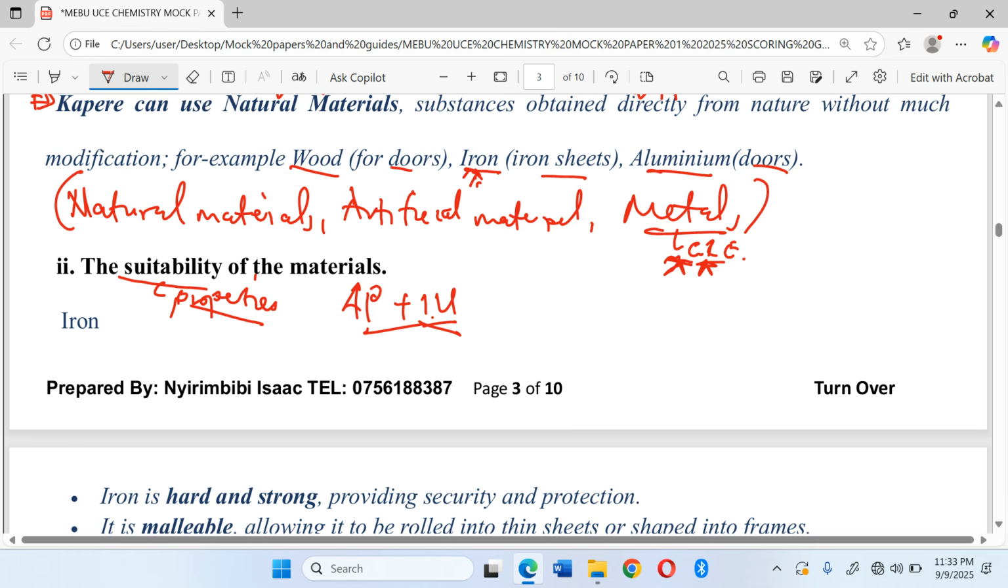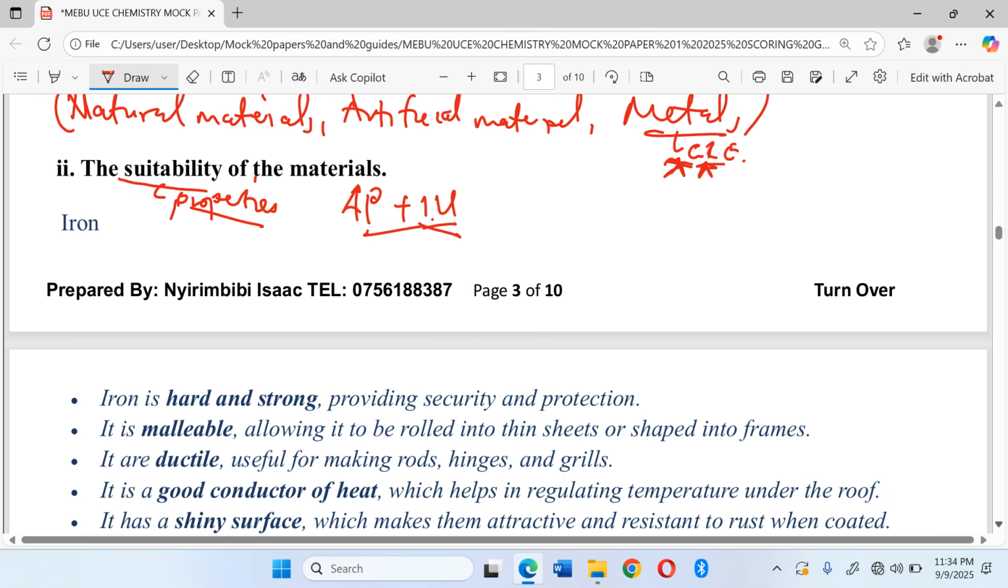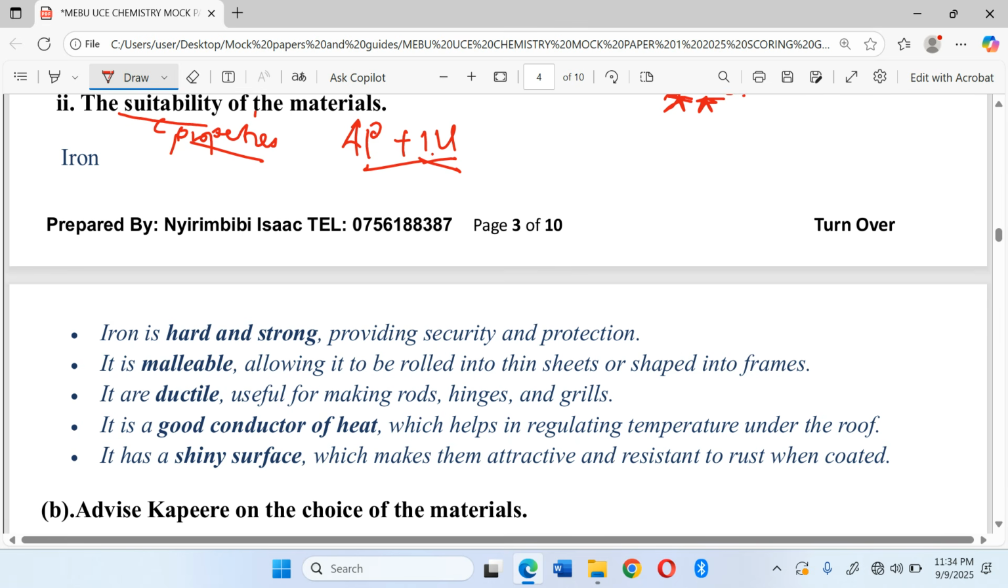So when you talk about 4 properties and uses, then you choose that material that you talked about in part A. The material, the product that we are talking about. So what are the properties that make it very good to perform its work? So those are the ones we are looking at. So we say that we give 4 points with a use. So we are saying here that iron is hard and strong. Now this is the specificity. Be specific.